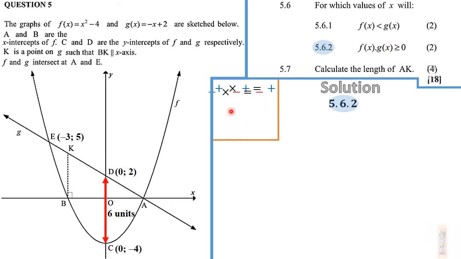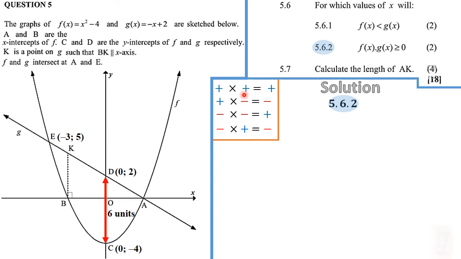But if f of x is positive and g of x is negative, then our answer will be negative. And this will not be a solution because this will be less than 0. But if f of x is negative and g of x is also negative, when you multiply the two, they will give you positive, and that will be a solution. But since multiplication is commutative, if f of x is negative and g of x is positive, the answer will be negative, and that is not the solution. So our solution for 5.6.2 is when g of x and f of x are both positive, or when they are both negative.